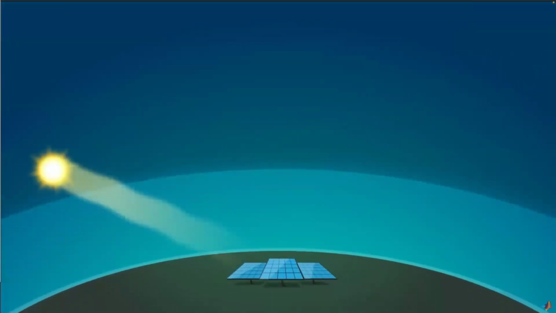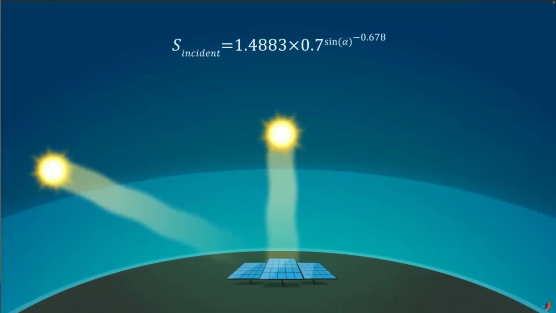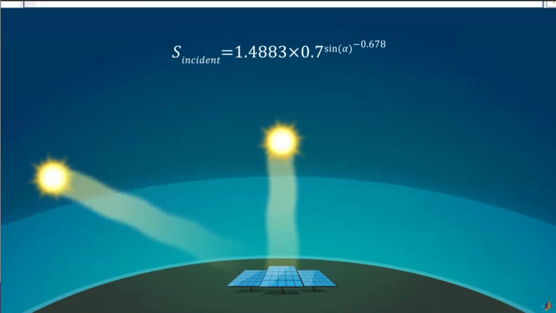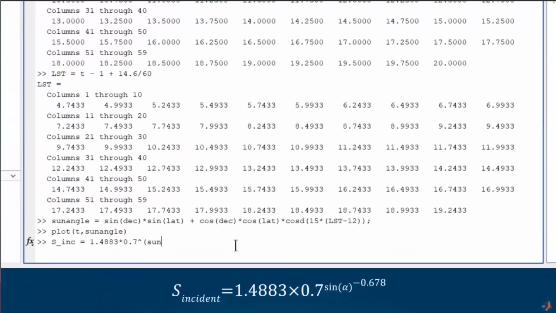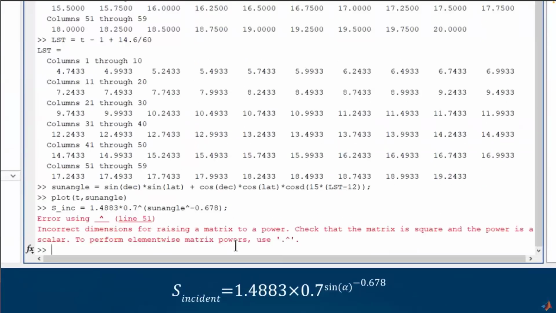To complete the model, we need to calculate the effect of the atmosphere. The more air the light has to pass through, the less energy makes it to the panels. Let's enter this empirical equation and, something went wrong. Fortunately, this helpful error message lets us know that we made a common mistake.